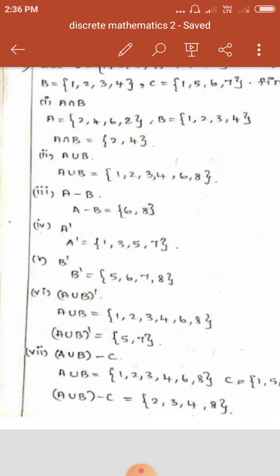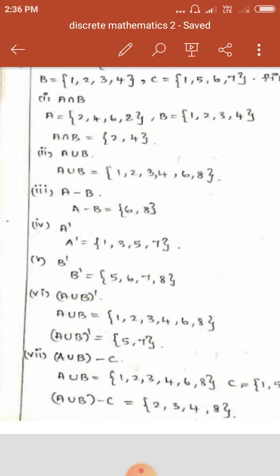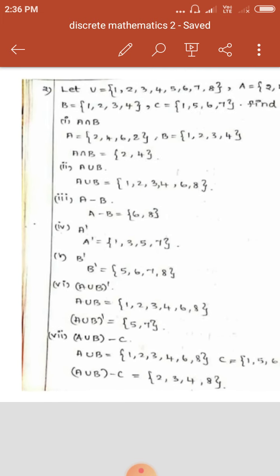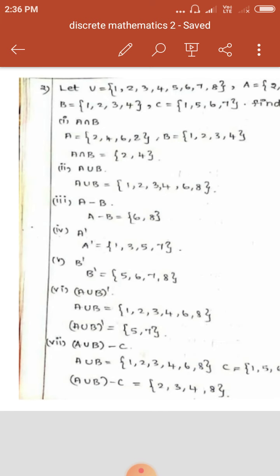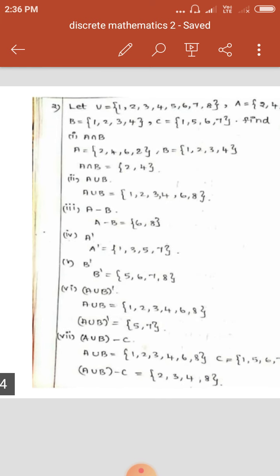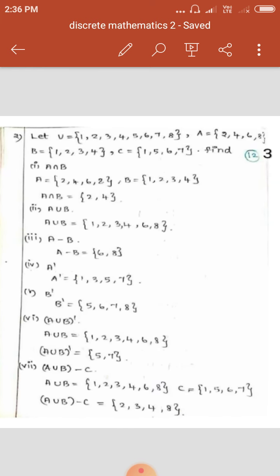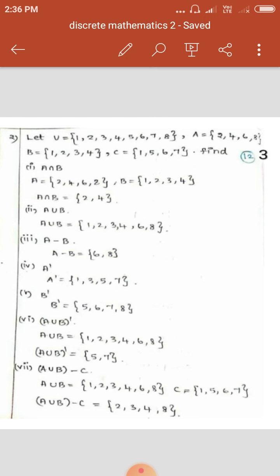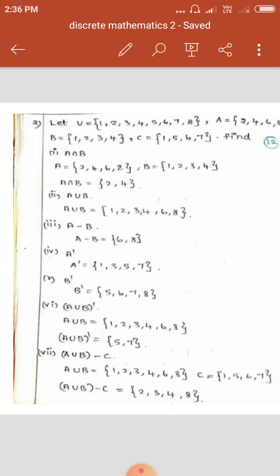So for A difference B is equal to {6, 8}. And A complement is nothing but just compare A and the universal set. From the universal set, cancel the terms of A: 2, 4, 6, 8. What are the remaining terms? 1, 3, 5, 7. That is the A complement.